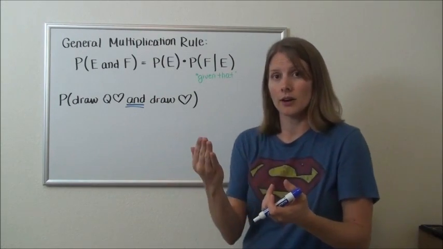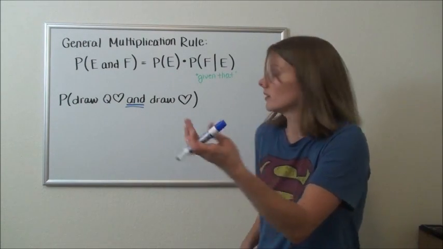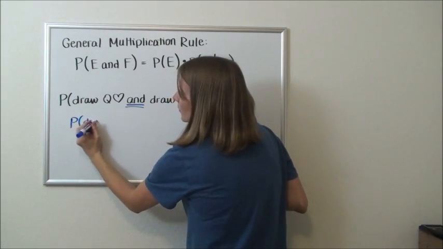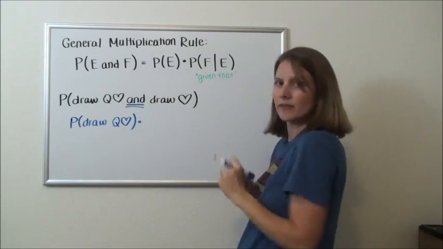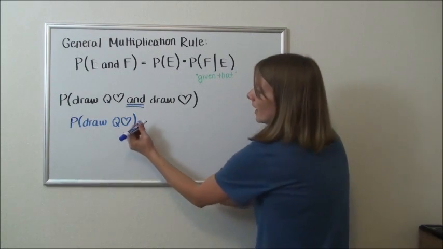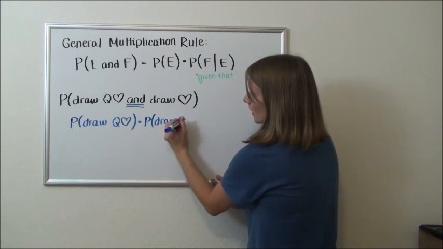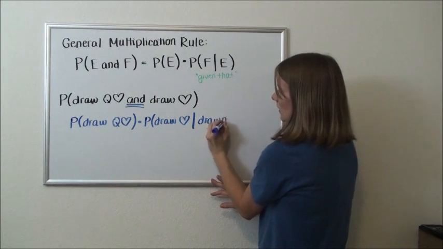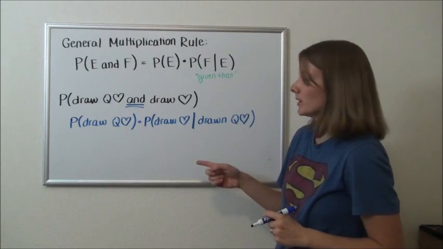So I'm going to draw my first card, hoping it's a Queen of Hearts. Whatever it is, I'm tucking it in my back pocket, and now my deck is different. So to find this probability, I take the probability of the first event, so that I draw the Queen of Hearts. I always start with that first event, and then "and" turns into multiply, and this is where things change. Now I want to know the likelihood that I draw a heart, given that I've already drawn the Queen of Hearts.